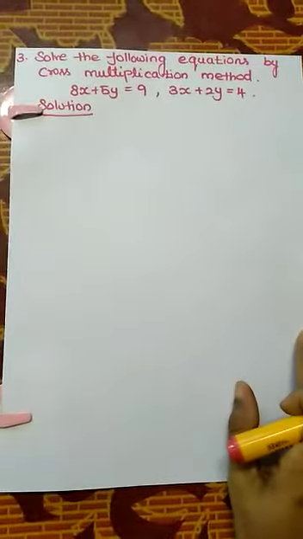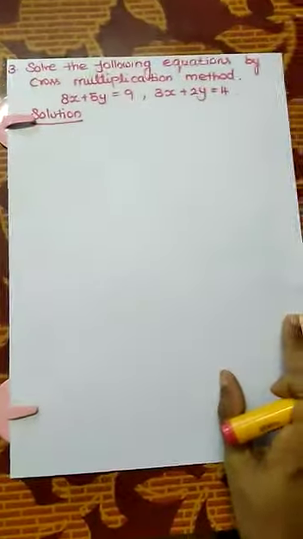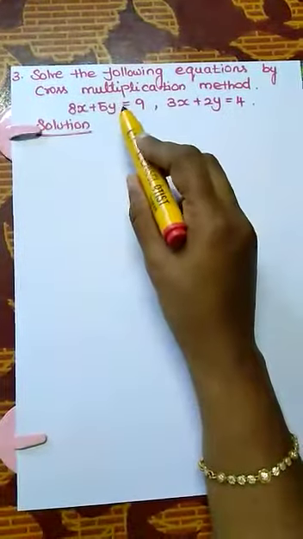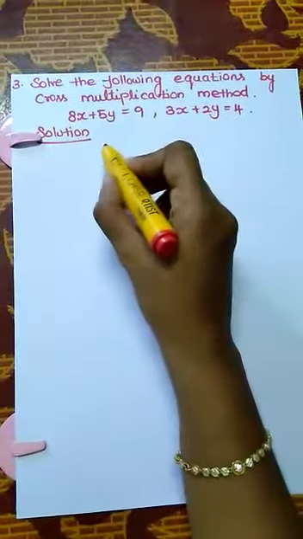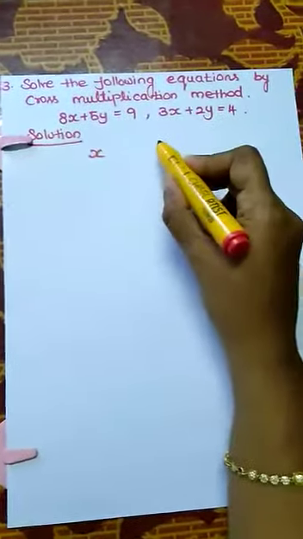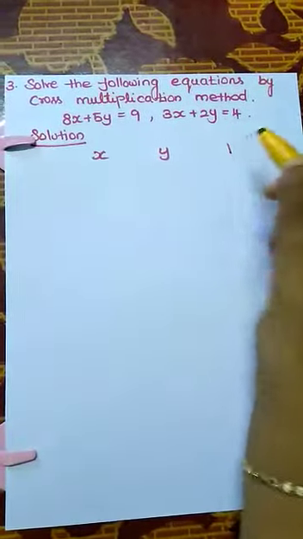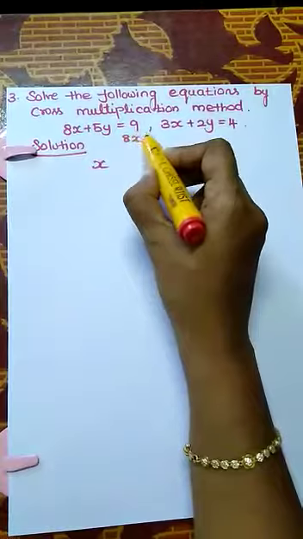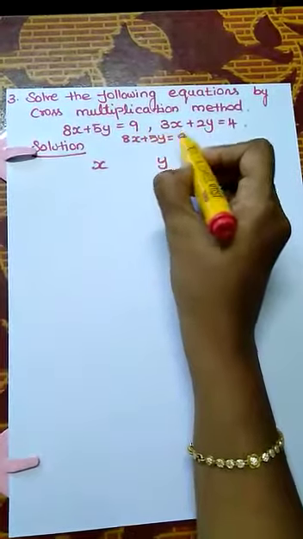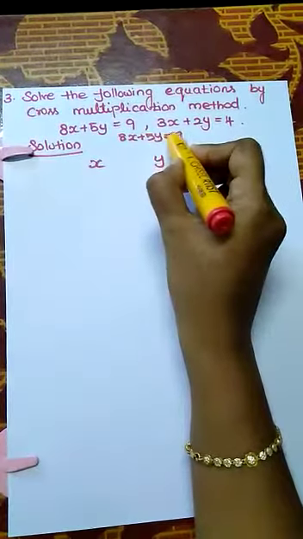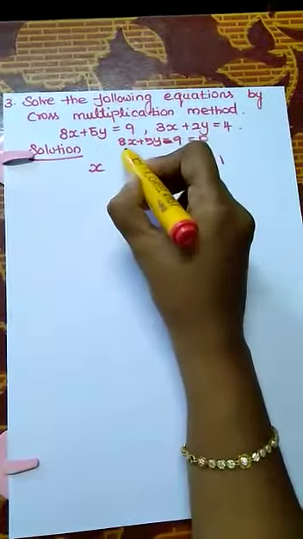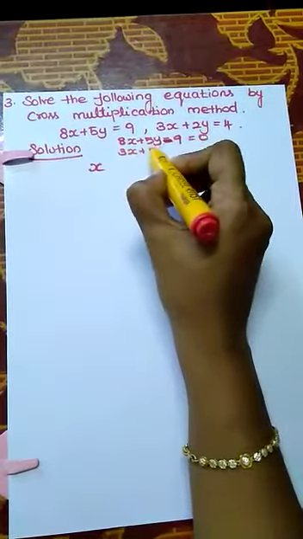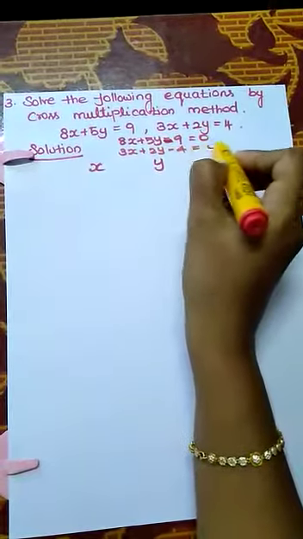Solve the following equations by cross multiplication method. Here we are going to write the equations in some format. That is, first we have to choose x value, y value and constant value. First we are going to write the equation 8x plus 5y is equal to 9. Directly we have to write minus 9 equal to 0. Next equation 3x plus 2y minus 4 equal to 0.